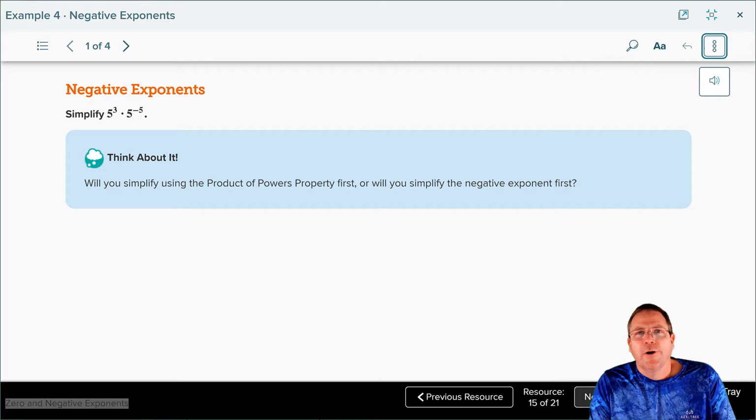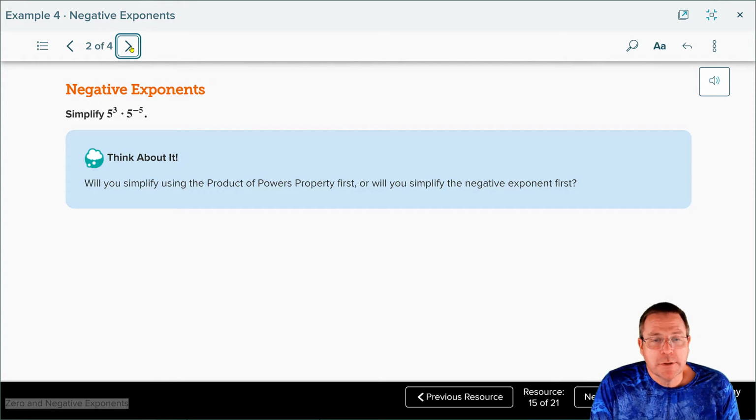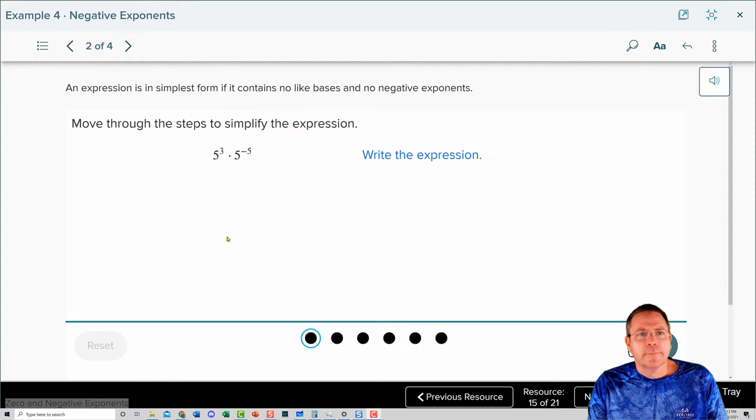Well, almost nothing. What happens if they give us a problem like this, where we now have a common base of 5, one has an exponent of 3, and one has an exponent of negative 5. We can use the product of powers property, which means that we would be taking and adding a negative 5 to this one. Let's see how they actually say to solve this, because this could be kind of interesting.